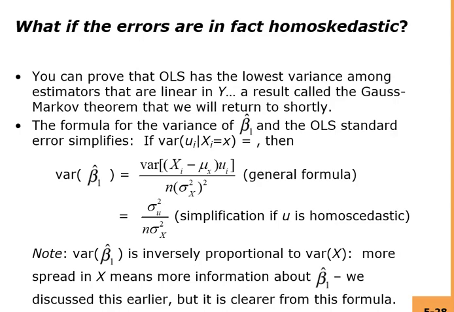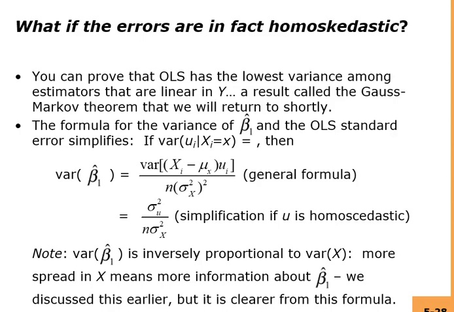So what if the errors are in fact homoskedastic? Although the chances of that given any sort of data is very low, because there's usually enough reason to assume heteroskedasticity because of the underlying economic theory guiding our data. But what will actually happen if in fact errors are homoskedastic? If that is the case, you can prove that OLS has the lowest variance among estimators that are linear in Y, and this result is called the Gauss-Markov Theorem.